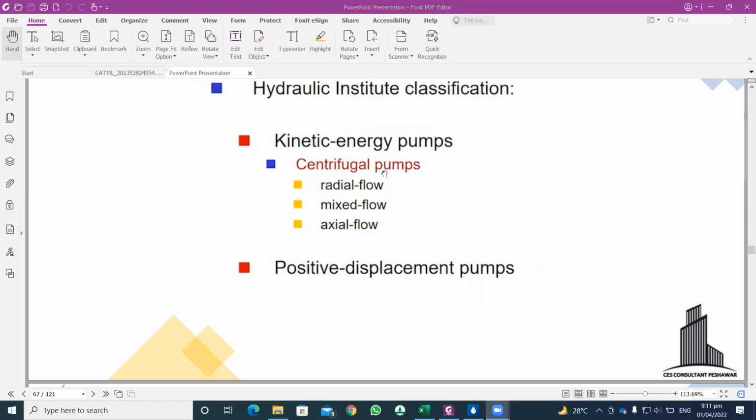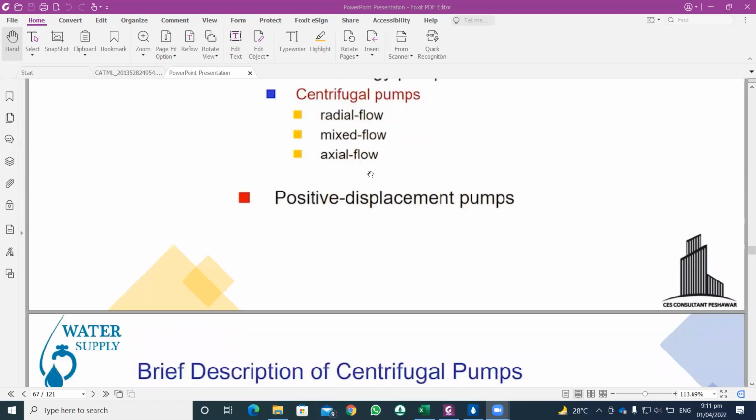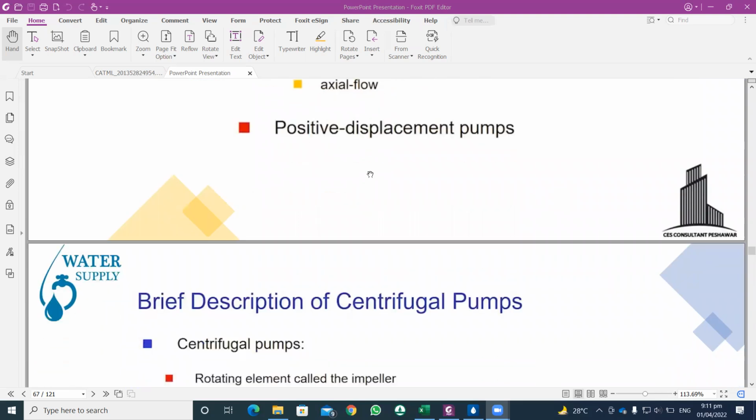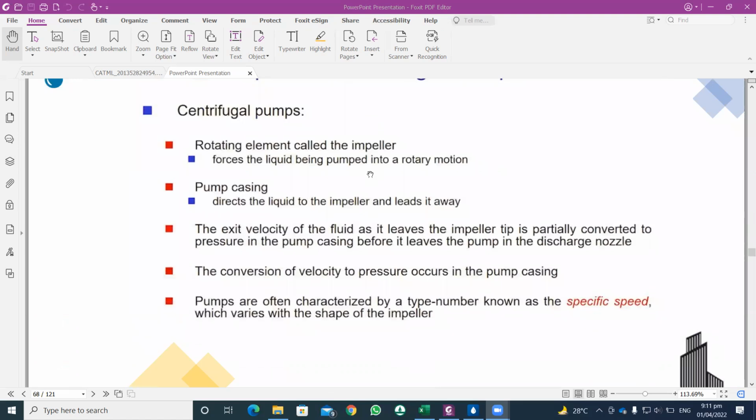Kinetic energy pumps, mostly centrifugal pumps, are used in a water supply network. There are three types of centrifugal pumps: radial flow, mixed flow, and axial flow. Centrifugal pumps mostly consist of a rotating element called the impeller, which provides the energy to the fluid in order to reach some place, or provides a head or pressure to that specific liquid.